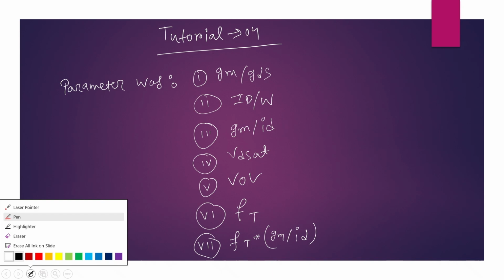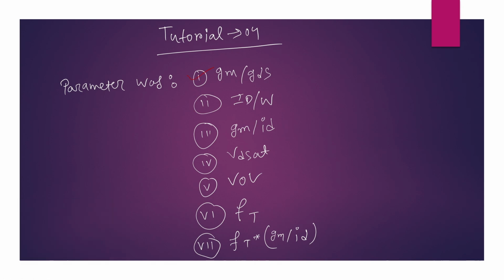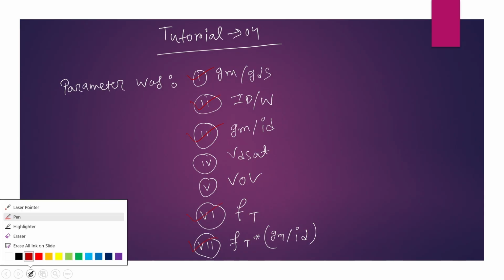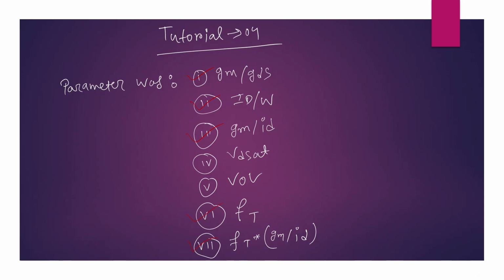So in the last class we actually extracted this one, this one, this one, this one, and this one. So the remaining things are these two. That is, today we will extract first the VD set and then the VOV.